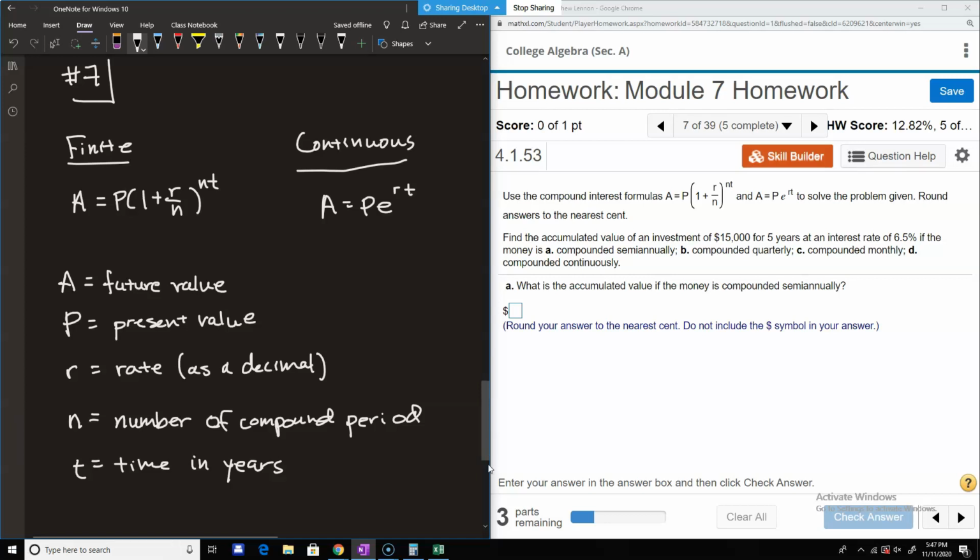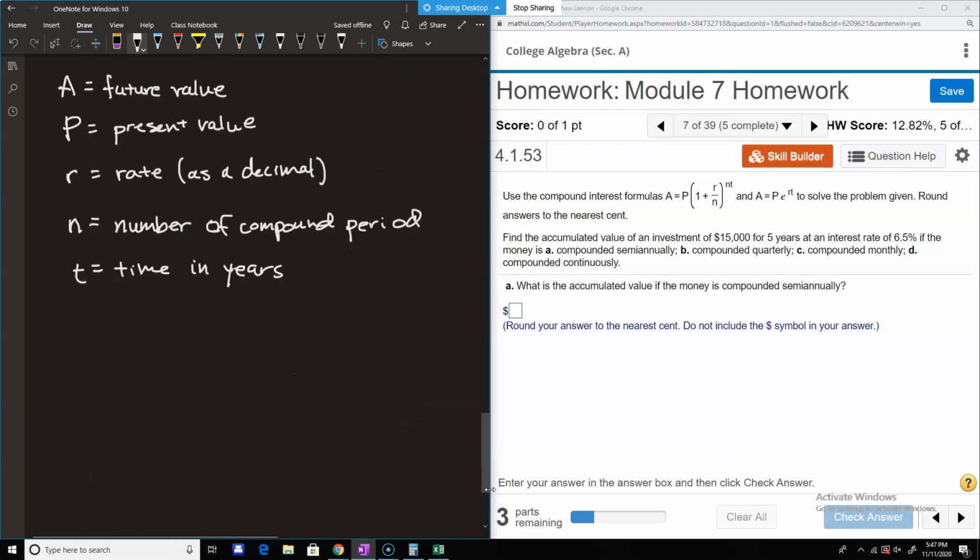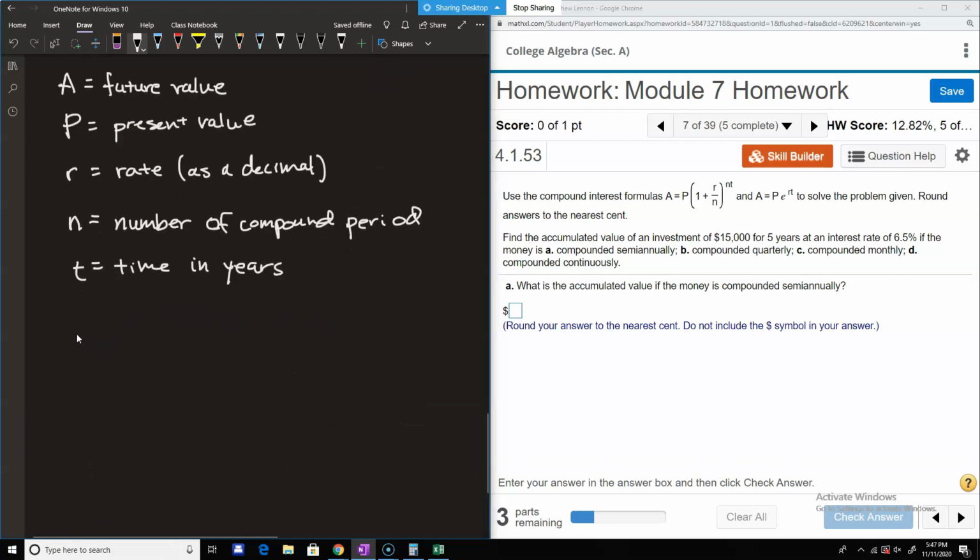Okay, so for number 7 here, what we're looking at for part A, we have find the accumulated value of 15,000. So that's your initial investment. So P is equal to 15,000. I guess we don't need the dollar amount there.